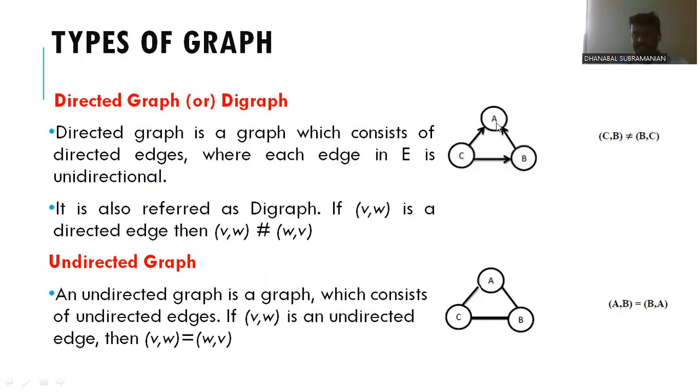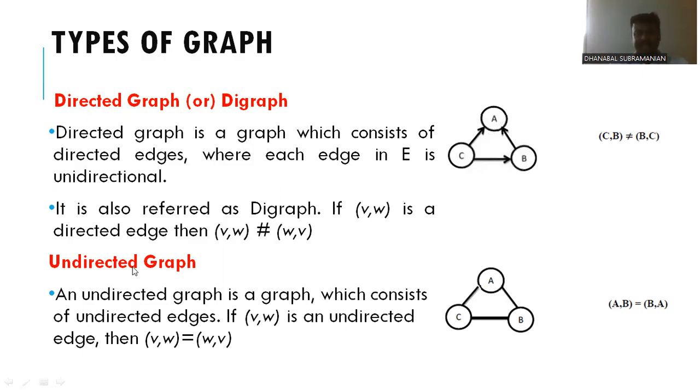Take a simple example diagram. Here you have three vertices: A, B, and C. Vertex A has no direction from A to C or from A to B, but C has a direction to A and another direction from C to B. In the same manner, B has a direction to A, and B does not have a direction to C. So it's a simple directed graph, where one vertex to another has a directed path between the nodes. Here, in the example, (C, B) is not equal to (B, C).